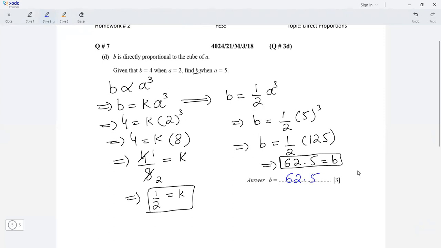I hope all of you understand this process. If you have any queries, I'm asking again and again, you can write them down in the chat box and let me know.